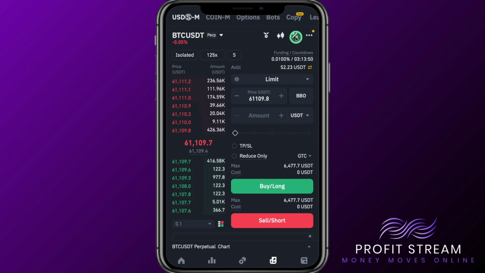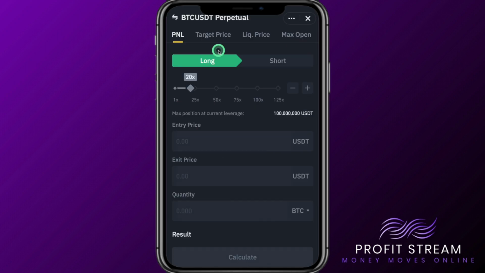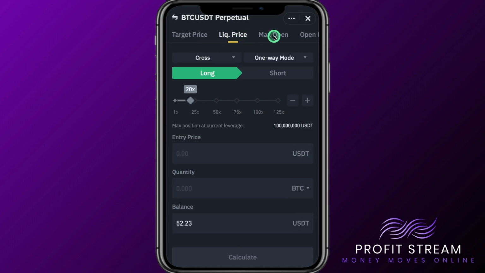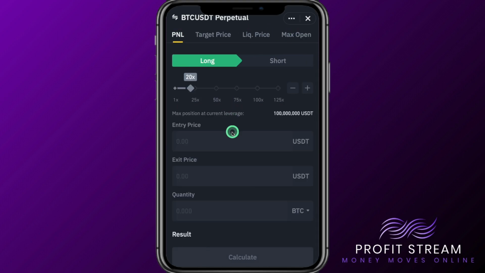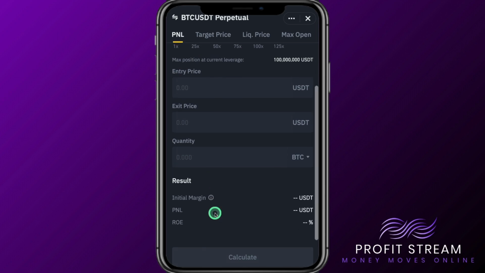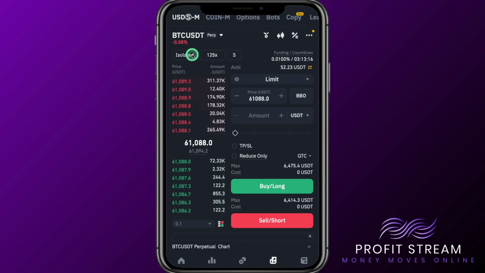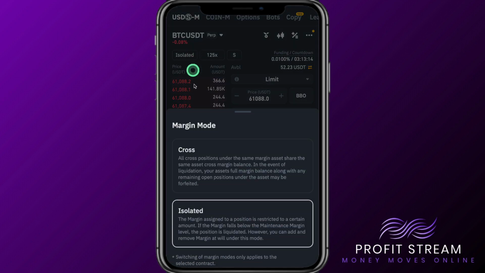Next to it you have your calculator. Now the calculator, you can calculate your P&L, target price, liquidation price, max open price. It's simple and straight to the point. Like in the P&L you put your entry price, exit price, quantity, and you get your results right here. To the left here you have your margin mode. You have isolated and cross.